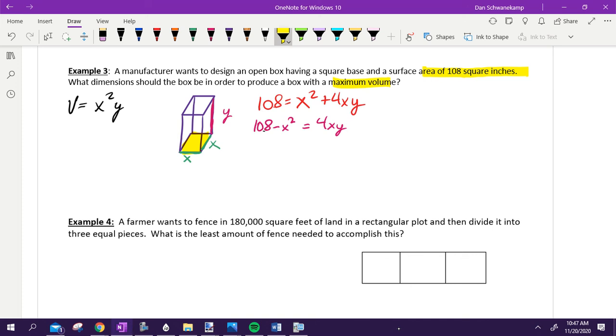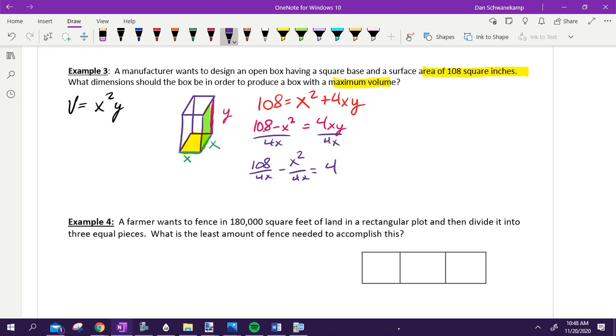If I want to maximize this volume, it's x times x times y, or x squared y. That's my volume. My surface area is 108, and it's going to be equal to x squared, this base, and then I'm going to have 4 panels on this box, like this panel right here, that are x times y. So that gave me this problem. I'm going to get y by itself. So I subtracted x squared, then I'm going to divide by 4x, divide by 4x. 108 over 4x minus x squared over 4x is going to be equal to y.